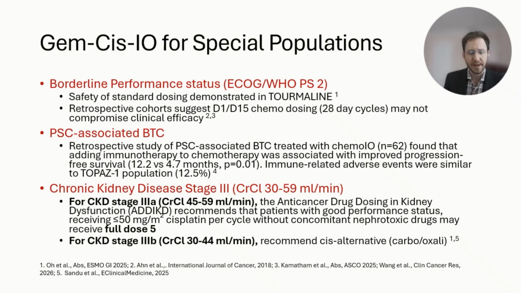For those that are more of that CKD stage 3B, closer to creatinine clearances of 30, I think it's very reasonable to be switching out the cisplatin portion for either carboplatin or oxaliplatin. And now we have data from the phase 3B that shows that GemCarbo or GemOx, you can also be safely and feasibly giving durvalumab as well.